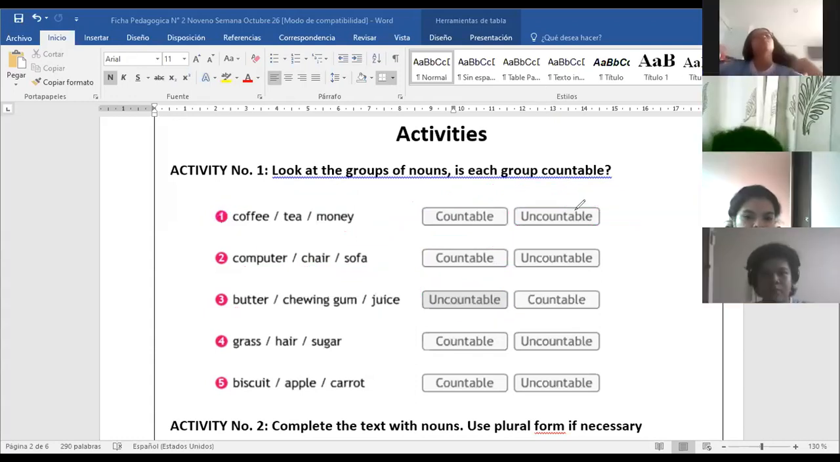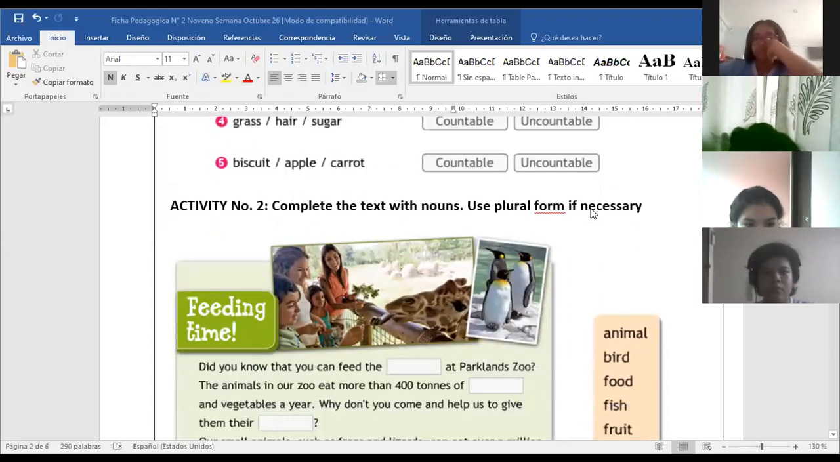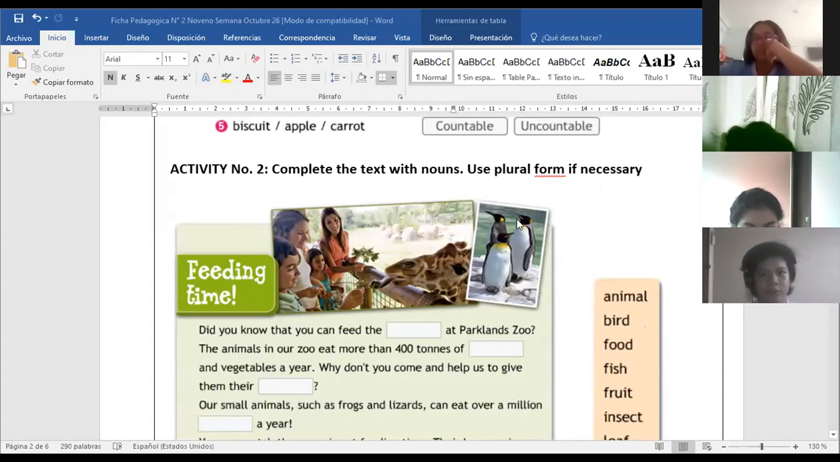Very good. Excellent. Let's continue with the next exercise. Remember, it's activity 2. All right, Mr. Arriola, please read the heading, the instruction. Activity number 2. Complete the text with nouns. Use plural form if necessary. Thank you.